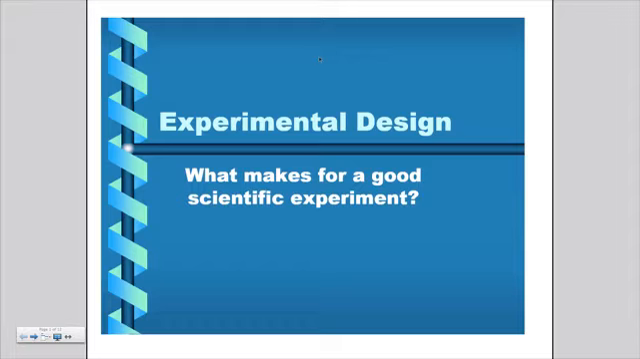Today we're going to concentrate on what makes a good scientific experiment. Remember to pull out your information from yesterday so that you won't have to rewrite a lot of the same information.